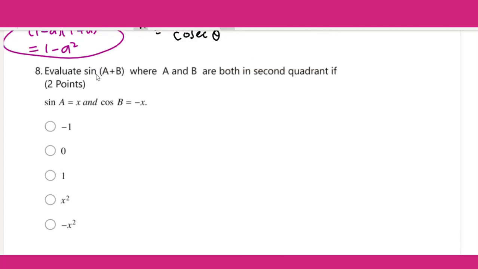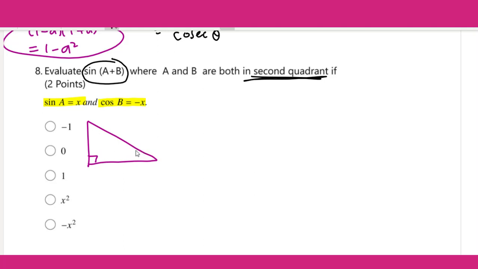Number 8, evaluate sine of A plus B where A and B are both in the second quadrant. If sine A equals x, and cos B is equal to negative x. Okay, sketch a simple diagram, a triangle. This is angle A. Sine A is equal to x over 1. Using the Pythagoras theorem, the adjacent is square root of 1 minus x squared.